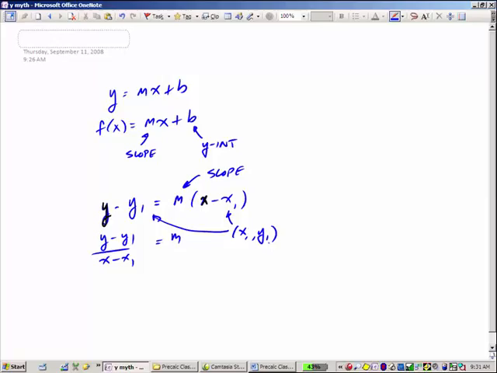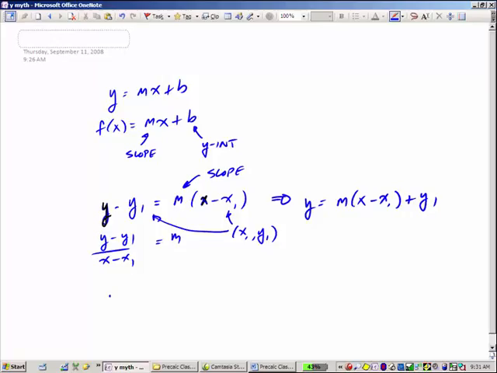Now, unfortunately, it's not as calculator-friendly, but it's not a big deal to make it calculator-friendly. Just a little bit of algebra. As a matter of fact, you could even just do this: y equals m times x minus x1 plus y1. Just add y1 to both sides. Now, y1 is not the y-intercept, but if you distributed and then combined like terms, you could get it to look like slope-intercept.